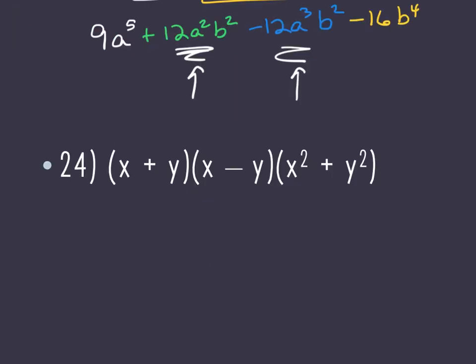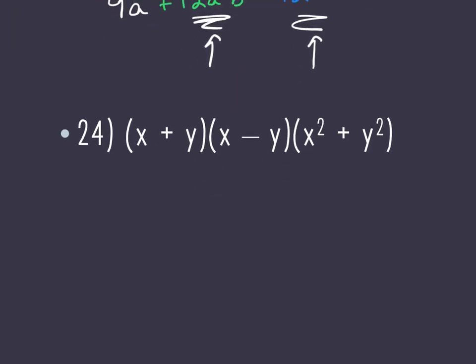24. I'm going to FOIL these two. Now notice this is going to produce the difference of two squares. But let's go ahead and do the whole thing. X squared minus xy plus xy minus y squared.